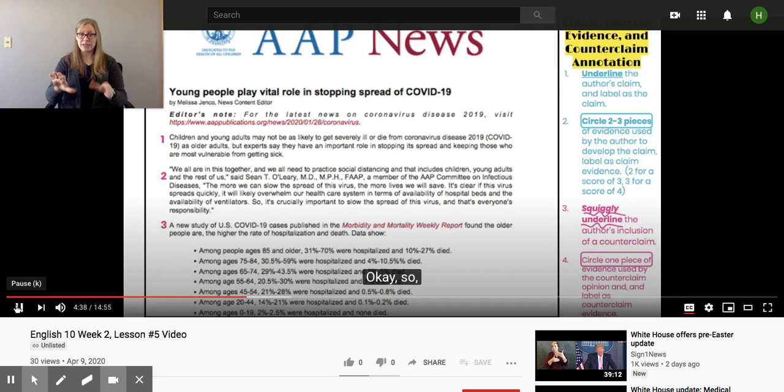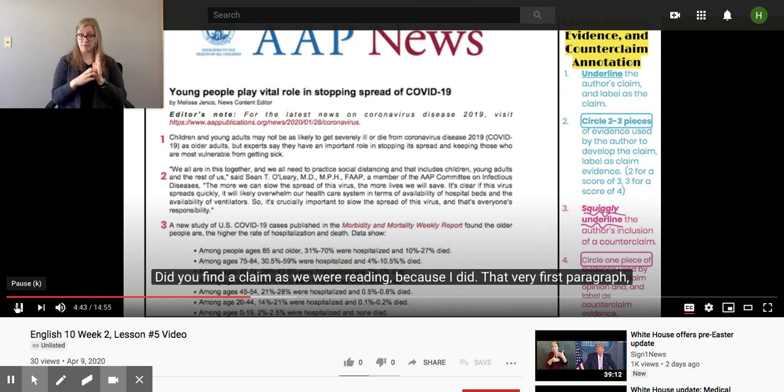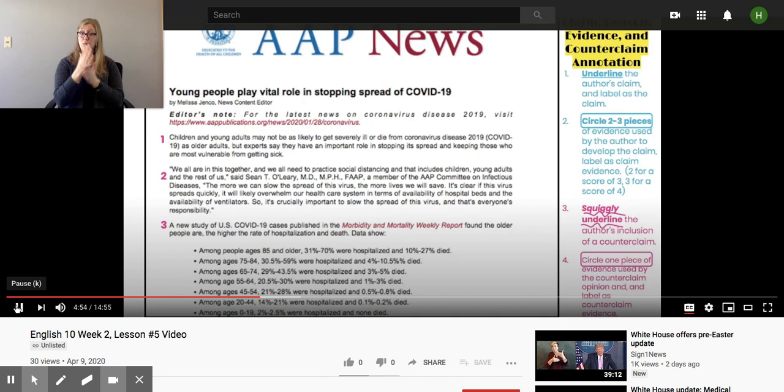Okay, so those are the first 3 paragraphs. Did you find a claim as we were reading? Because I did. That very first paragraph, I noticed a claim right away. And it's actually the second part of that sentence.